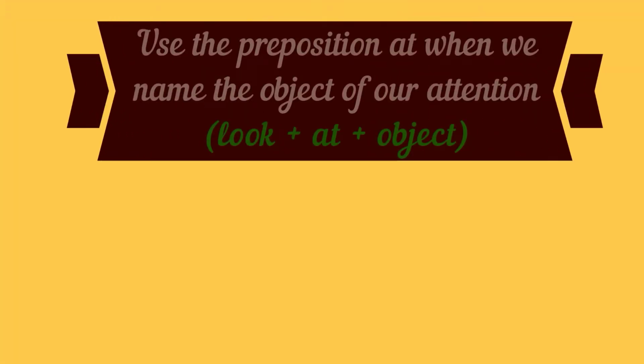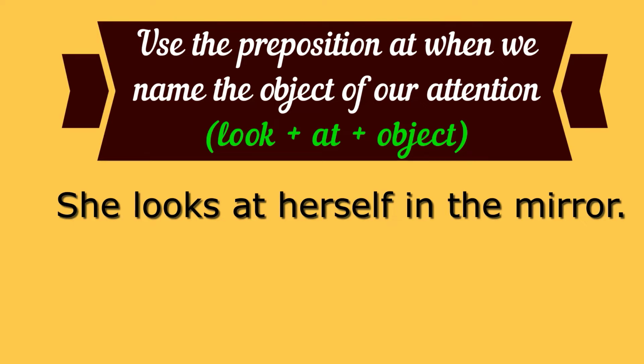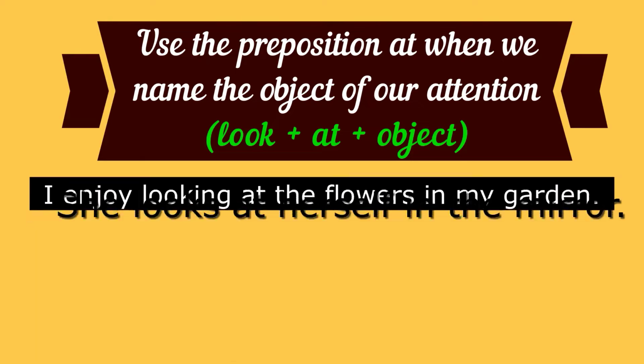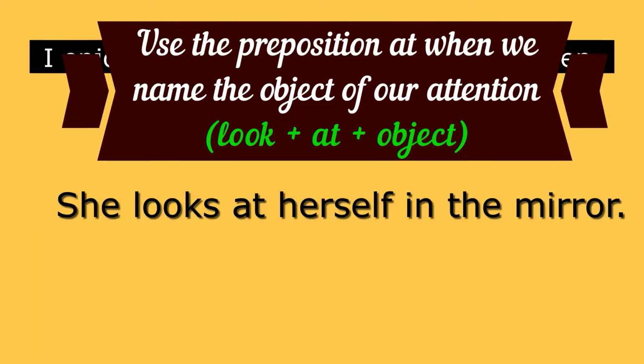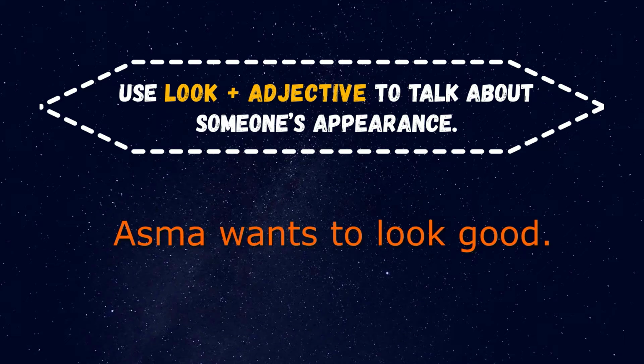Use the preposition at when we name the object of our attention. Look plus at plus object. For example, she looks at herself in the mirror. I enjoy looking at the flowers in my garden. Use look plus adjective to talk about someone's appearance. For example, Asma wants to look good.